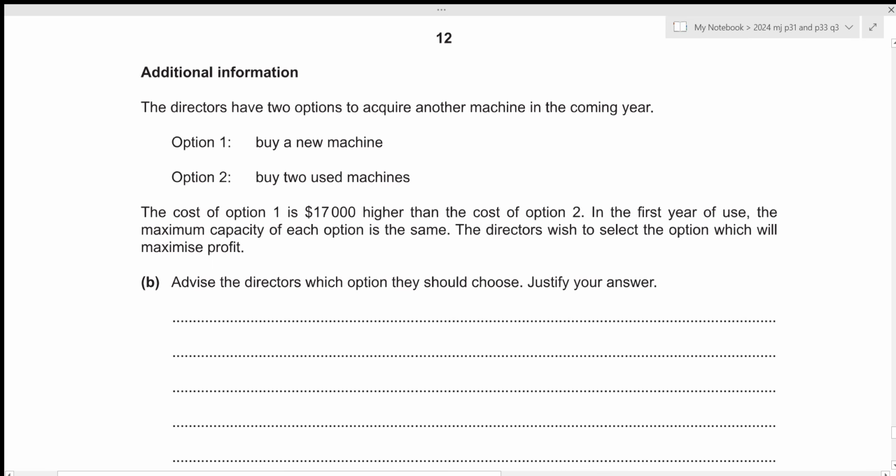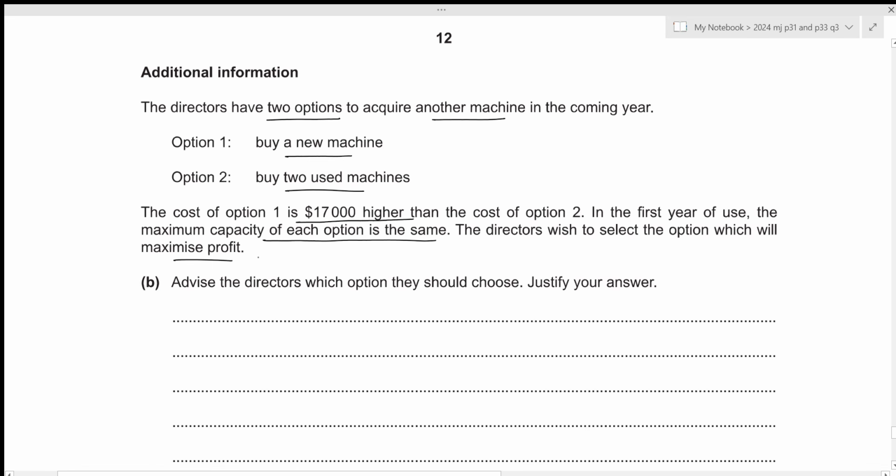Now we have been given additional information. The directors have two options to acquire another machine in the coming year. Option 1 is to buy a new machine. Option 2 is to buy 2 used machines. The cost of option 1 is 17,000 higher than the cost of option 2. In the first year of use, the maximum capacity of each option is the same. The directors wish to select the option which will maximize profit.